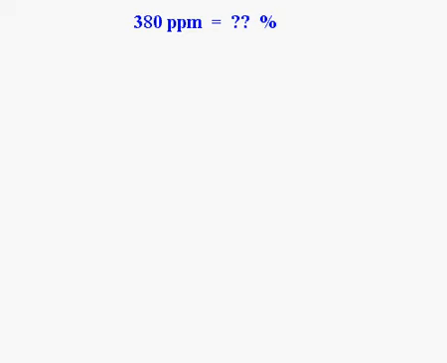In this example, we're being asked to convert 380 parts per million into percent. Now we're going to use the factor label method to do this, and remember what the factor label method says. It says you take the number you have, 380 parts per million, and you put it over 1 to make it a fraction. Then you multiply by the number 1, but you express the number 1 in such a way so as to make the units cancel the way you want them to.